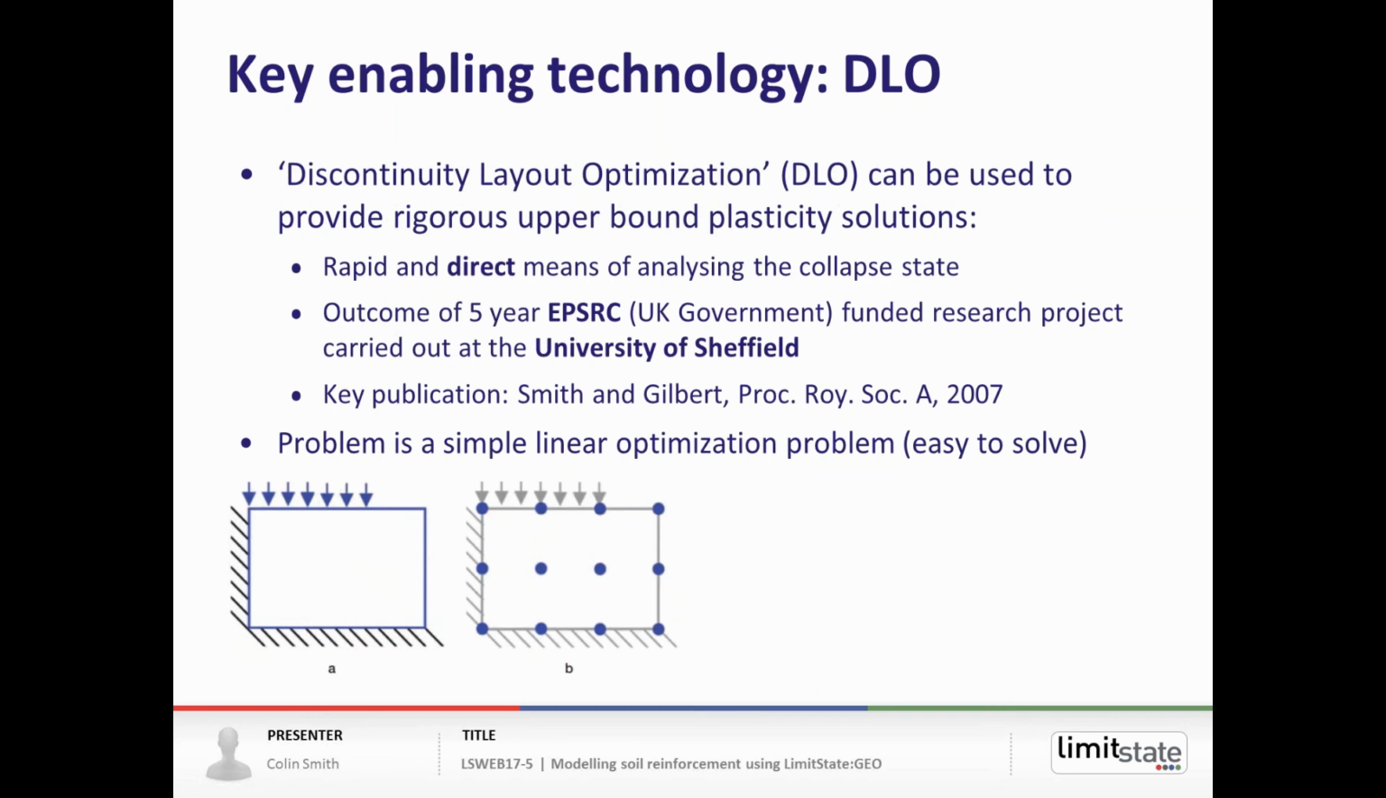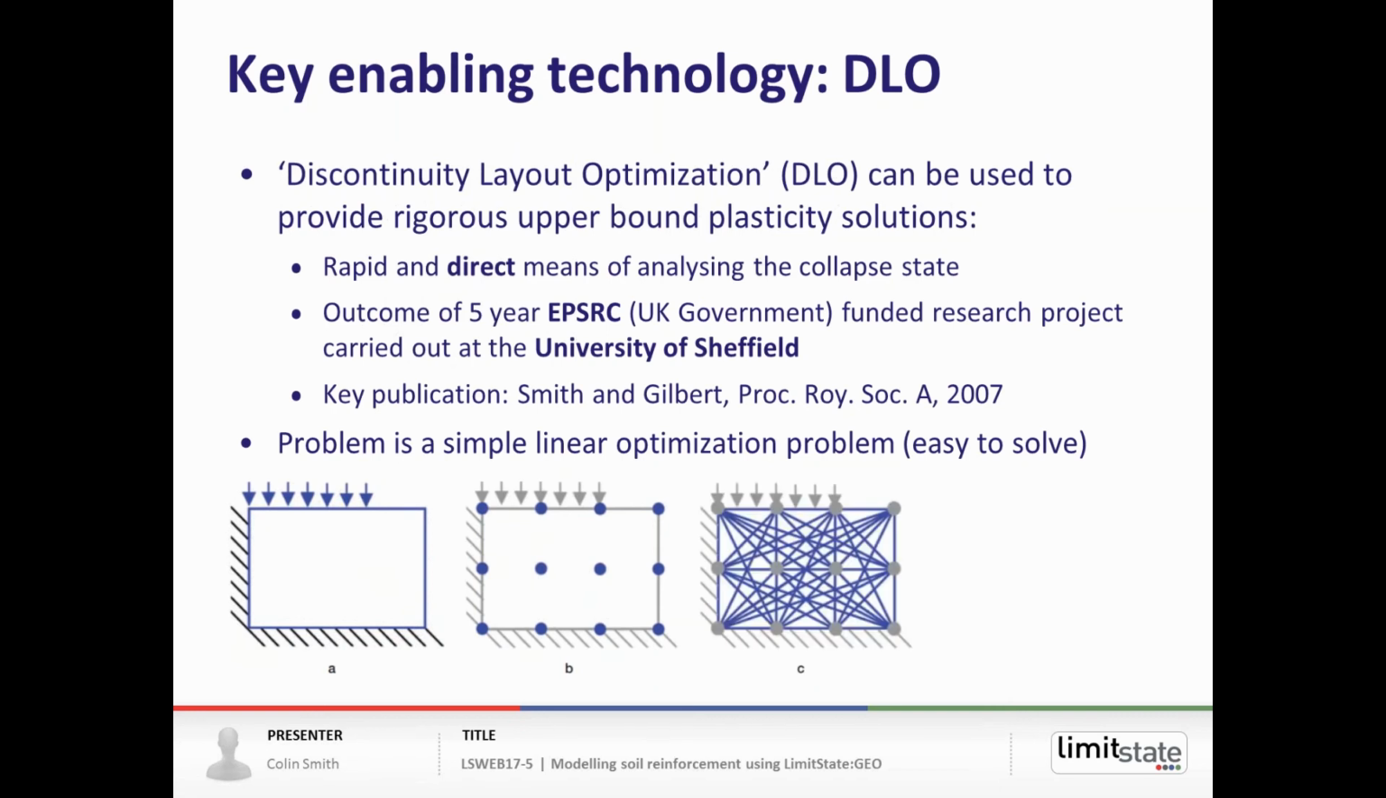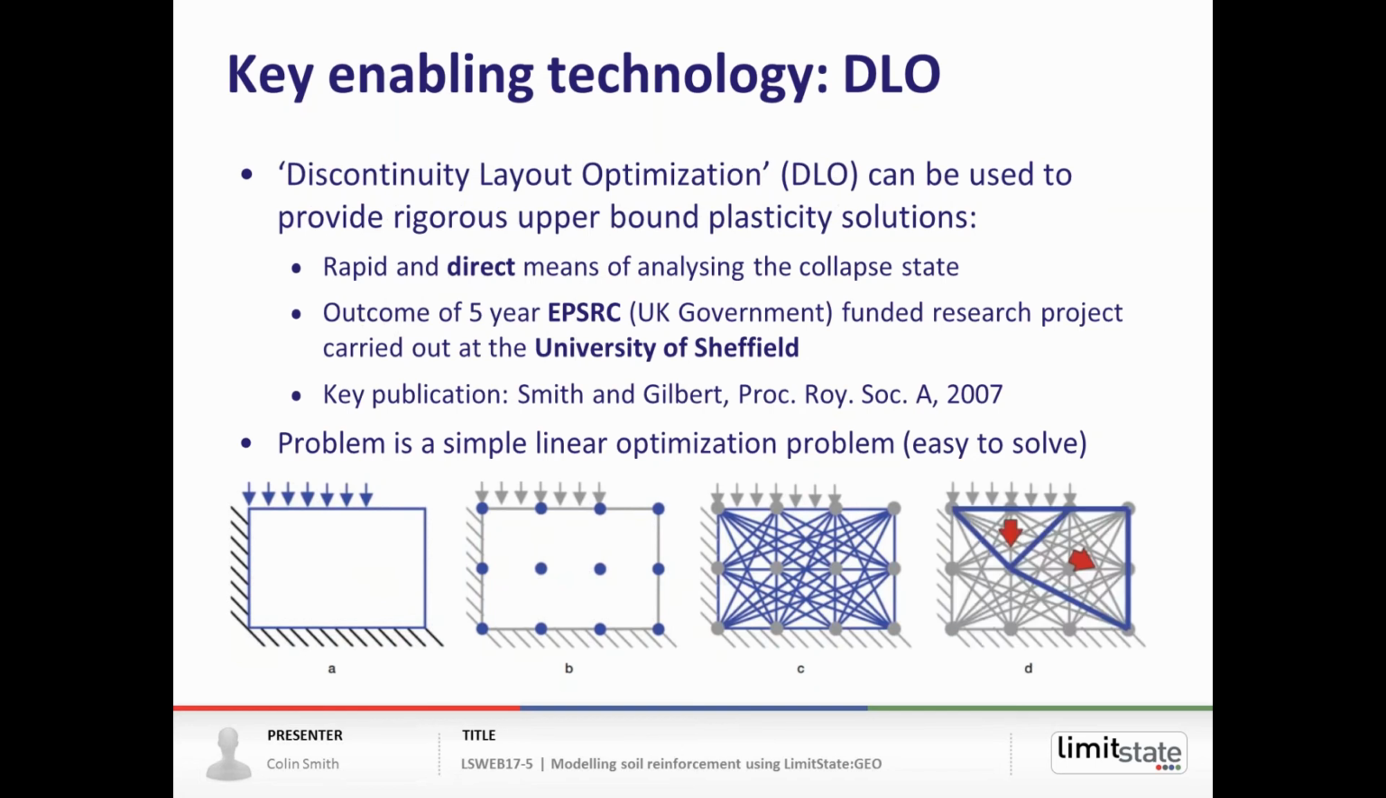What we do in DLO is we don't employ elements as in the finite element method. It's what's called a node-based method. So we populate the domain with a number of nodes. Here we're just using 12 nodes. And we connect every node to every other node with a potential slip line. So if we have 12 nodes, we effectively have 12 times 11 over 2, 66 potential slip lines. And that can be formulated as a linear optimization problem to find the critical collapse mechanism for those particular boundary conditions. And when we solve that, we end up with this mechanism, essentially constructed out of 6 of those originally 66 slip lines, and we can get the collapse load and the failure mechanism in that process.